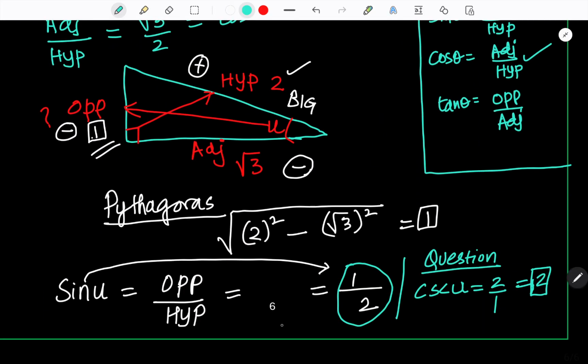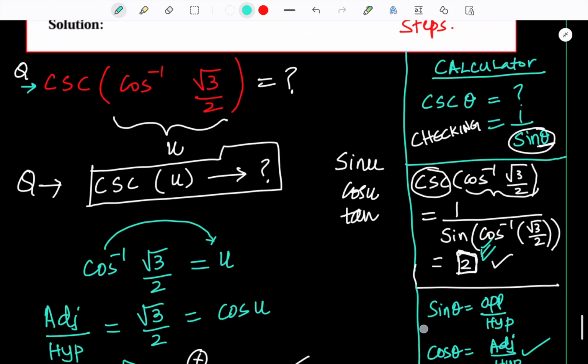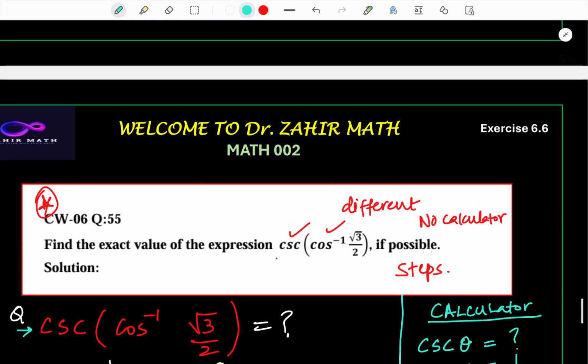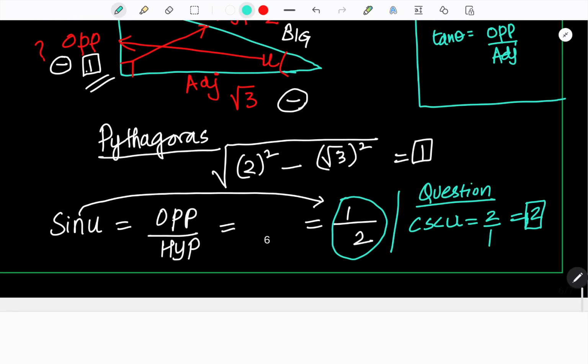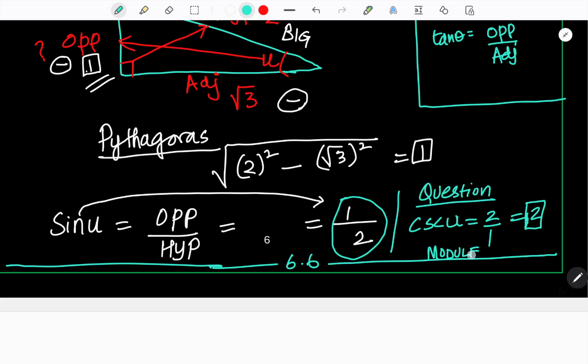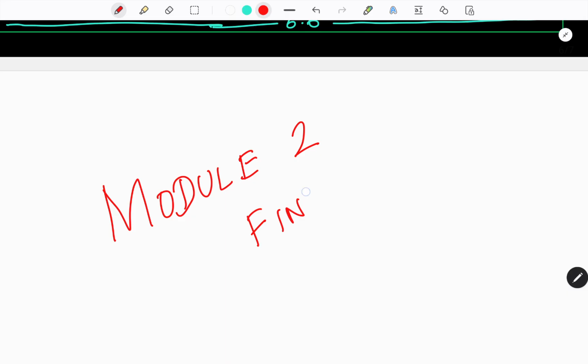So this finishes your exercise number, what is the number? I don't know. It is 6.5 or 6.6. Yes, already in the header I put the number 6.6. You can see here, exercise 6.6. So this finishes your exercise 6.6. Okay guys, now module 2 is also finished. Maybe I will have one more page. Module 2 is done.